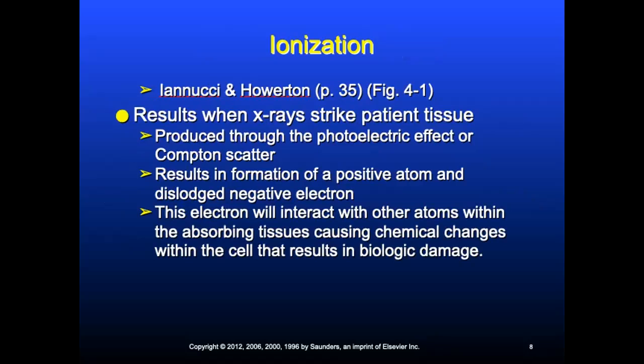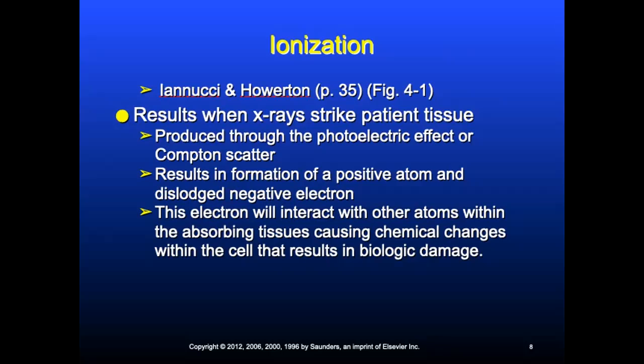So this results in a different type of ionization than what was discussed before. So before we discussed ionization in terms of the anode where the X-ray is produced. Now we're talking about ionization in terms of cellular formation or cellular damage. So the electron that got booted out is what's called a free radical, and that will interact with other atoms within our tissues, causing chemical changes within the cell that results in biological damage.